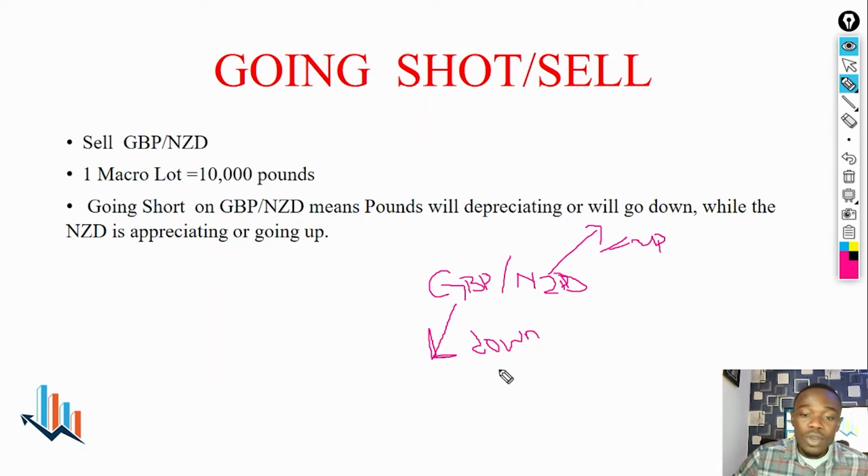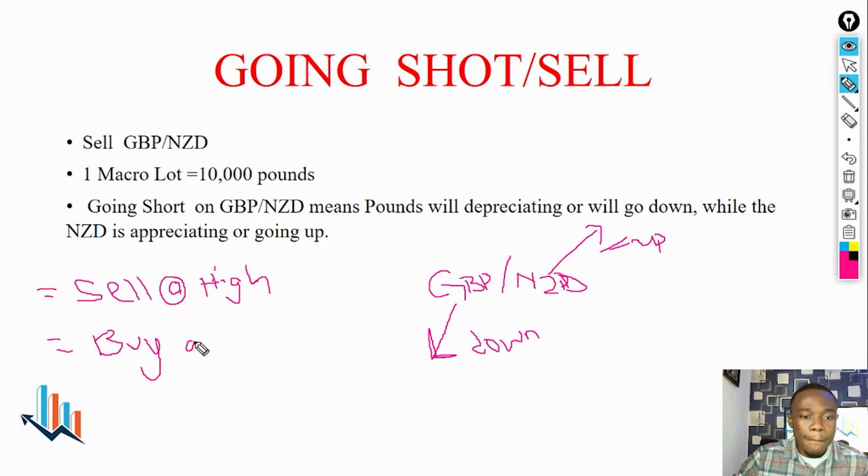So the motive behind going short means we sell at highs, and buy at lows.